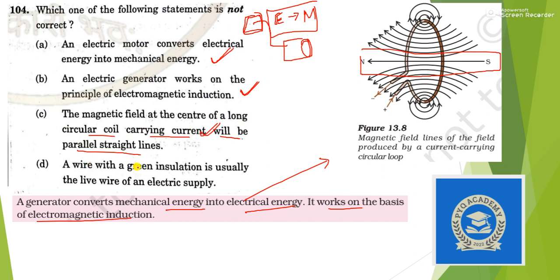Now, a wire with a green insulation is usually the live wire of an electric supply. No, it is usually not a live wire. So the answer is option D.